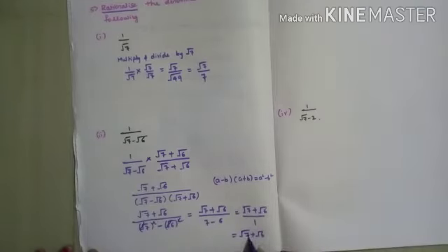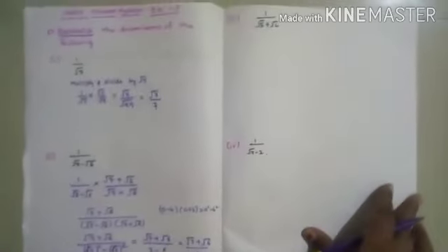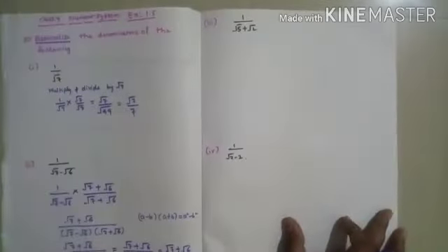If nothing is there in the denominator, it means 1. 1 is also a rational number. We rationalized the denominator here also. These are important. They will ask questions like these for 2 marks.